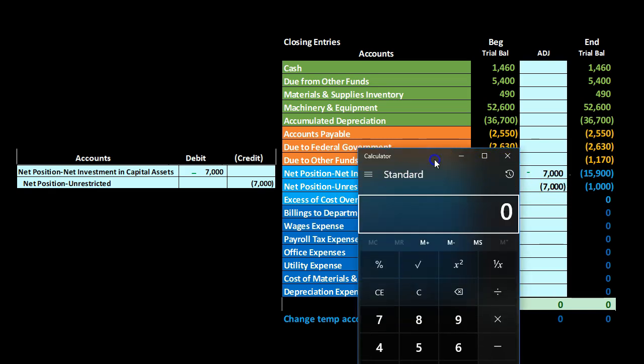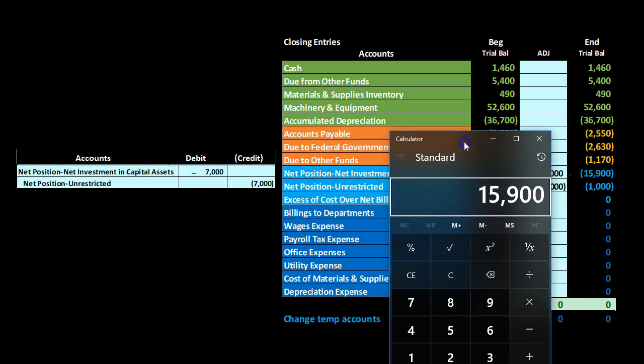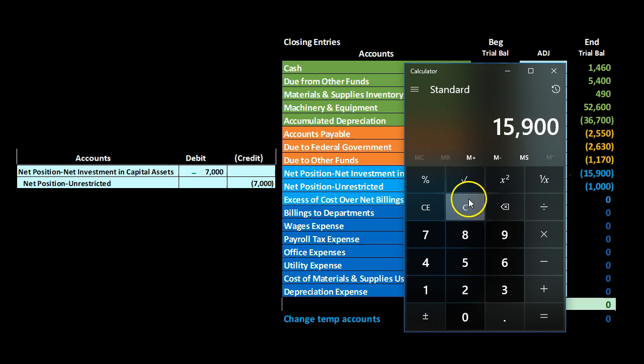So in essence, if we were to go through this, we'd say, all right, the 5,600 minus the 3,700, the machinery and equipment minus the accumulated depreciation is the 15,900. And we could also say that the assets are at 1,460 plus the 5,400 plus the 490 plus the 5,600 minus the accumulated depreciation contra asset 3,600, minus the liabilities 2,550 minus the 2,630 minus the 1,170. That 16,900 equals the equity here. Or what would be similar to equity, the net position.